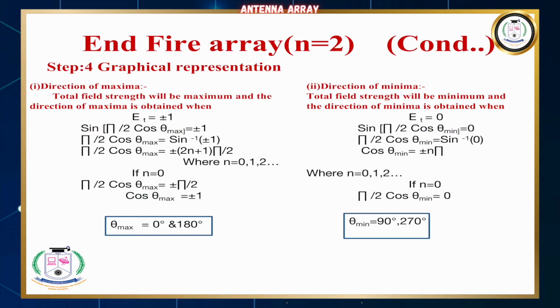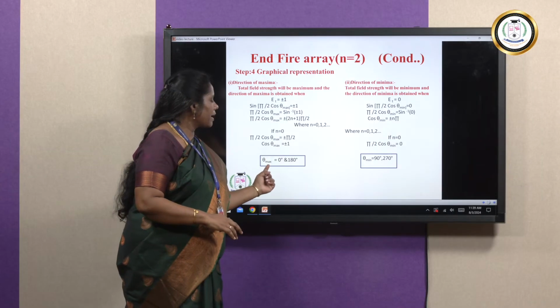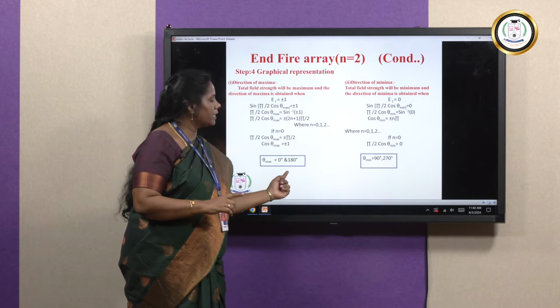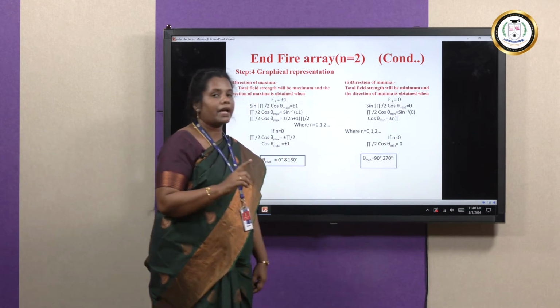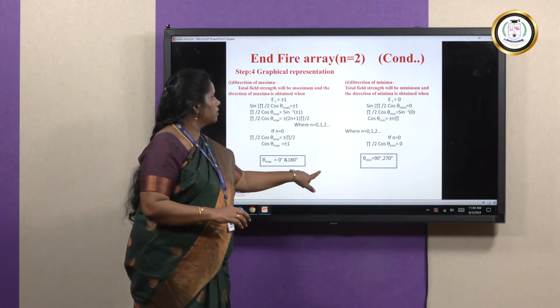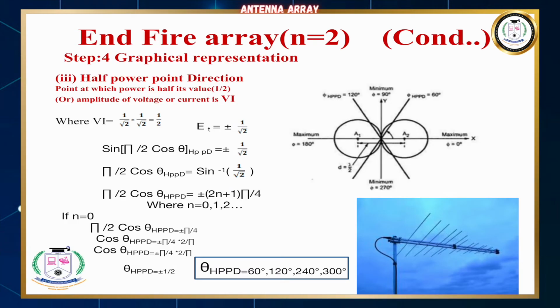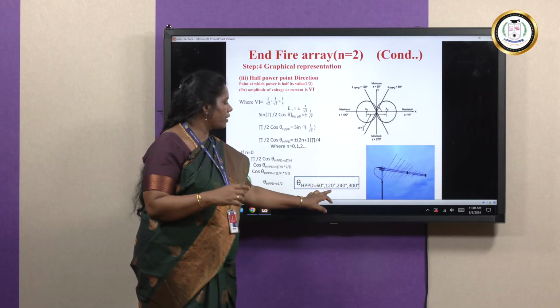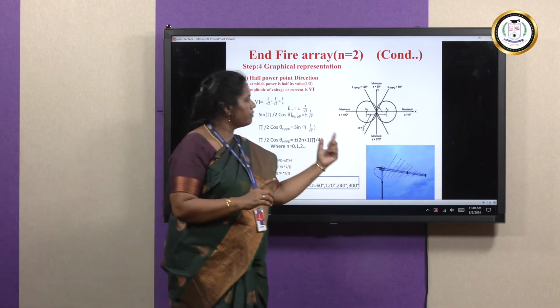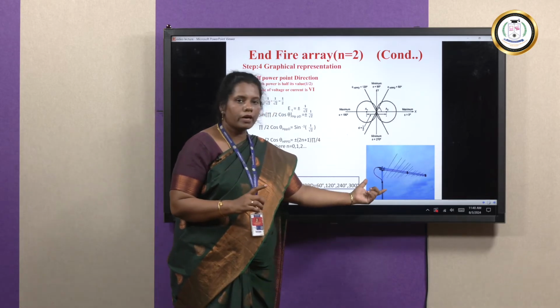Finally, we need to draw the radiation pattern of the end-fire array like the broadside array. The maximum radiation or the major lobe is at 0 degree and 180 degree. Similarly, theta minimum is 90 degree and 270 degree. It is the reverse of the in phase case. So, this is the radiation pattern of the end-fire array. The half power point direction is similar to the broadside array, with the same angles: 60 degree, 120 degree, 240 degree and 300 degree.